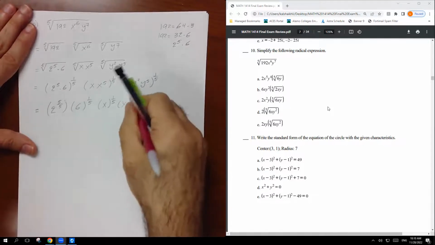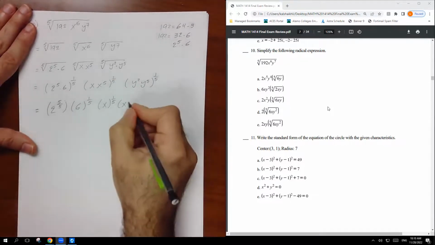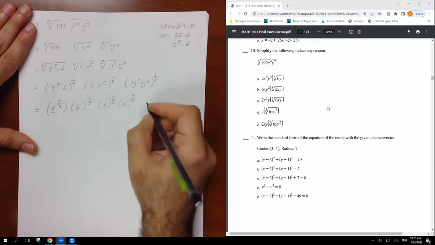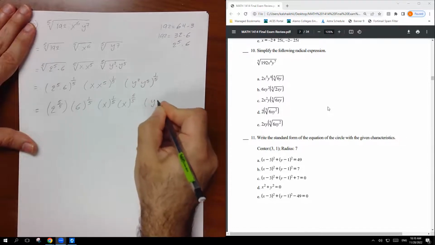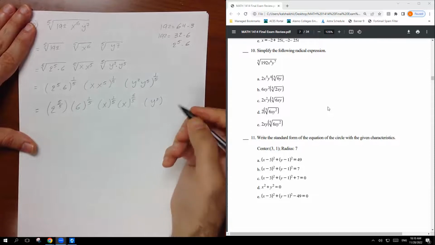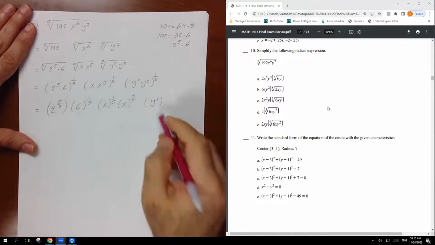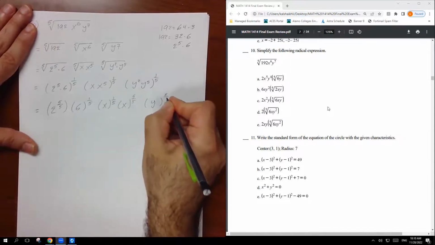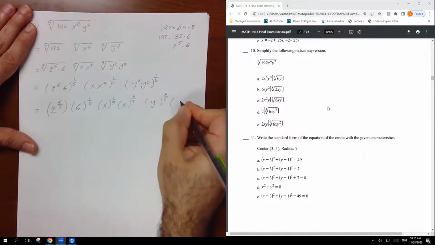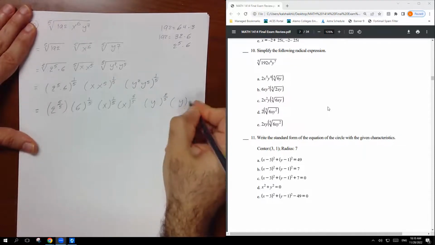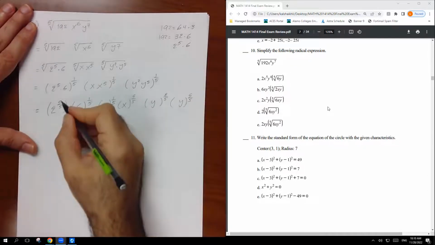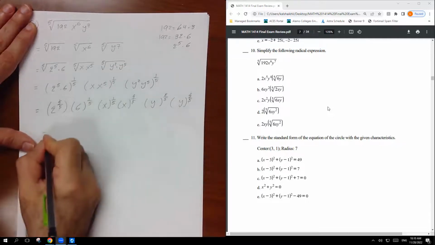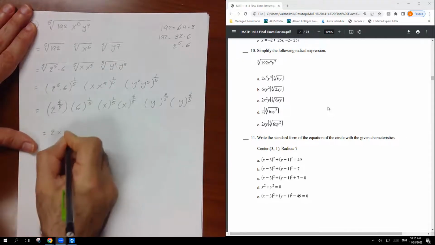And the same thing for the y is going to be y squared, or y to the 2/5. And here's going to be y to the power 5/5. So this one is going to be 2, this one is going to be x, and this one is going to be y. So it's going to be 2xy.